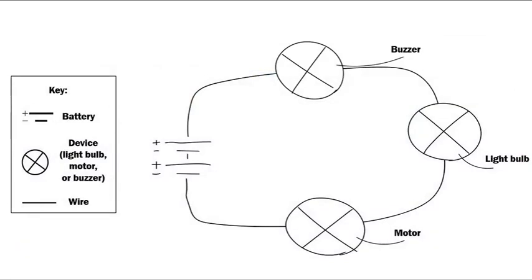Let's look at this diagram together. It represents how we connected the devices in our circuit. Where should we look first? The key. Let's use the key to identify the parts of the diagram. What does this symbol represent? Did you say the battery? You're right. And what does this symbol represent? This represents a device, right? And what does this last symbol represent? If you said the wire, you're right. We connected all the devices in a closed circuit, but only the buzzer is working.